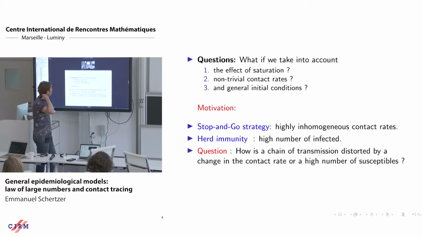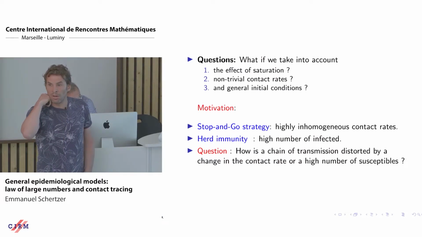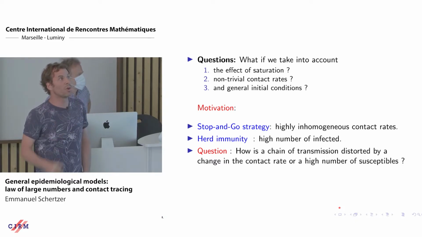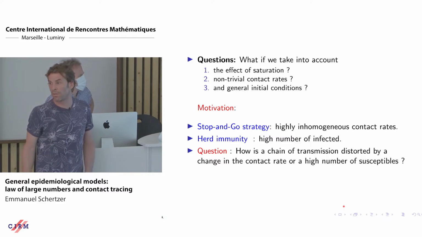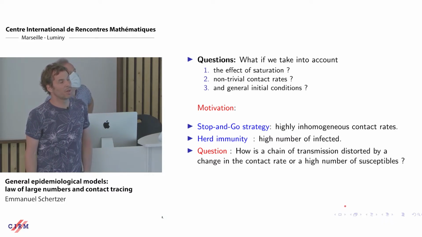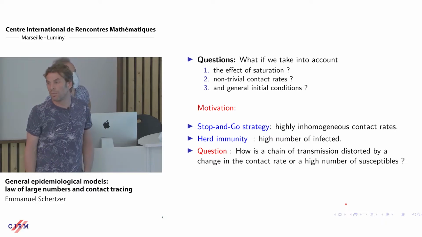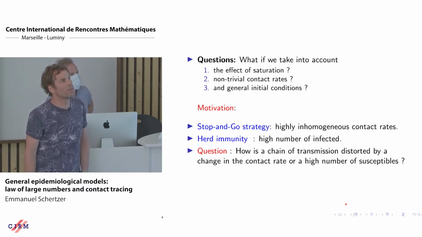Okay, so back to the earlier model, where we now want to take into account saturation effects and contact rates in our population, and maybe choose a more general initial condition than the one I just described before, namely this exponential distribution. And I think there is a good motivation for doing this. First of all, if you think about the recent stop-and-go strategies, particularly in Europe, then we are dealing with highly inhomogeneous contact rates.